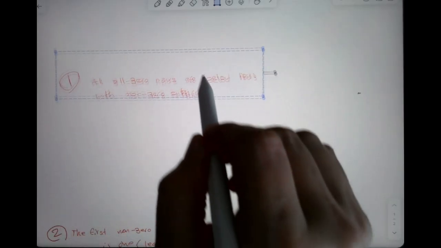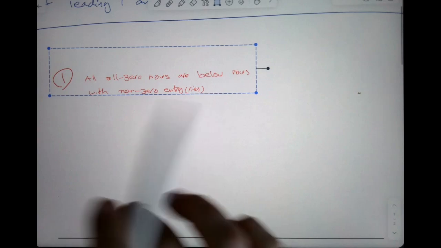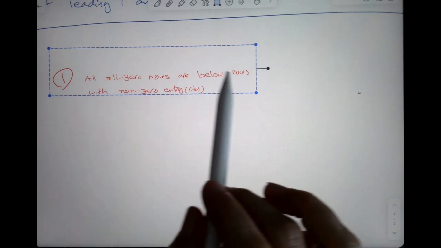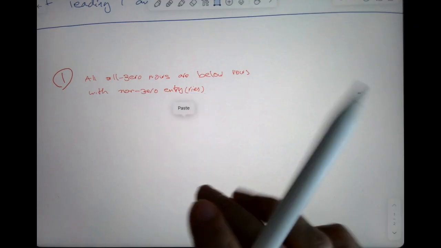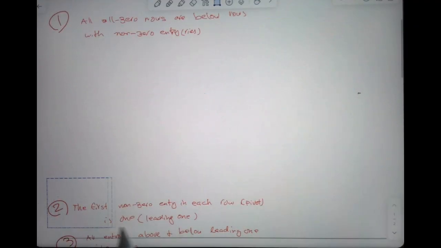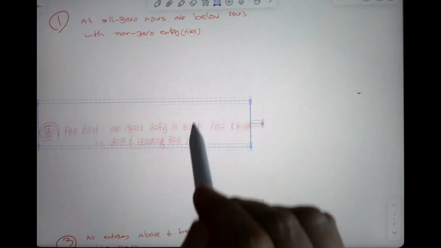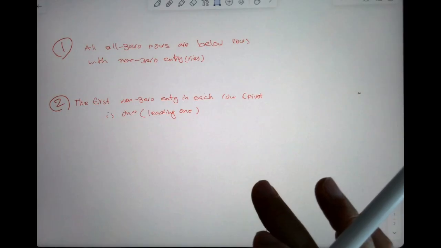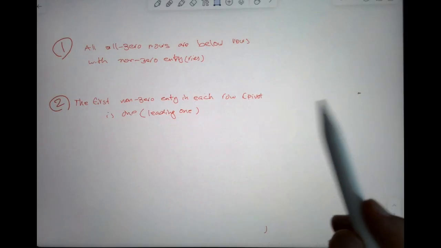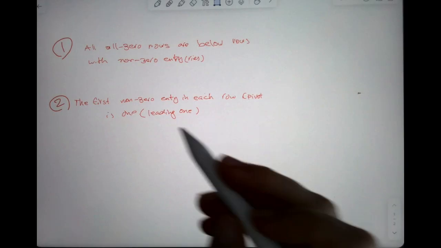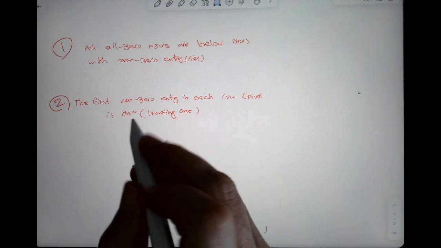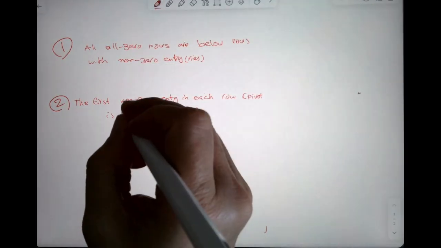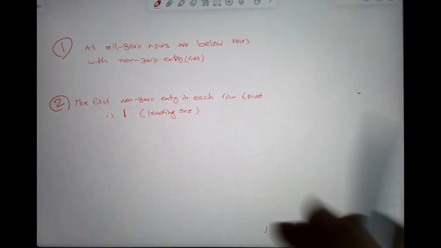The first rule is that all the rows that are all zeros are below the rows that have non-zero entries. The second one is basically the first non-zero entry in each row, that's called pivot, is basically one. It's the number one. Here is number one, and that's called leading one.